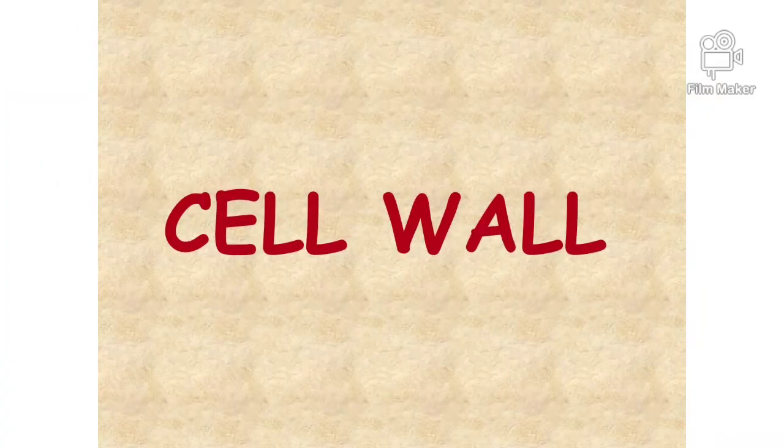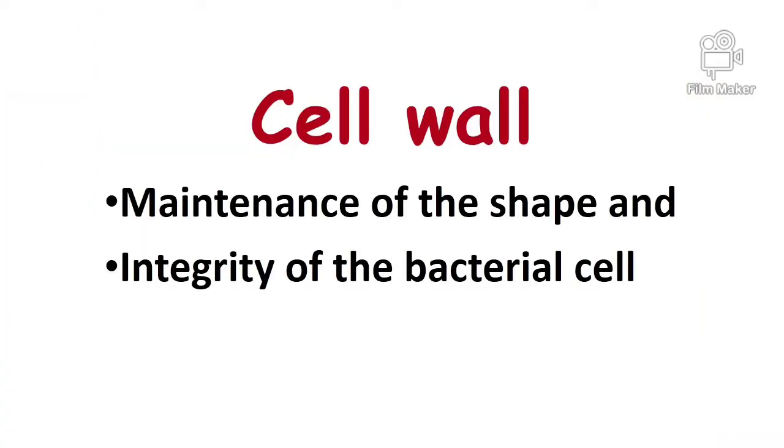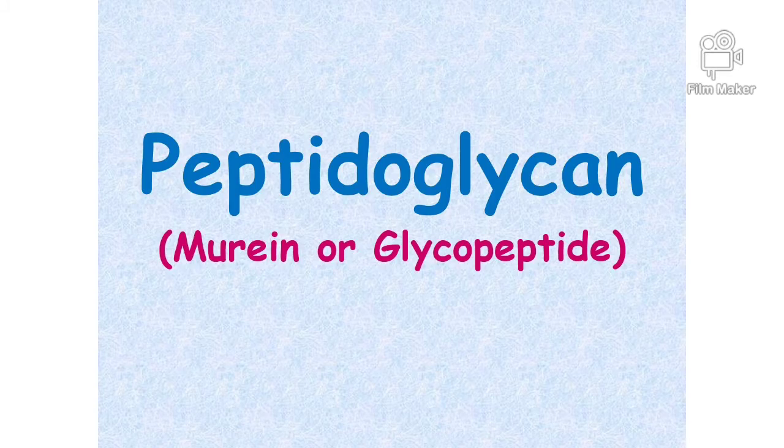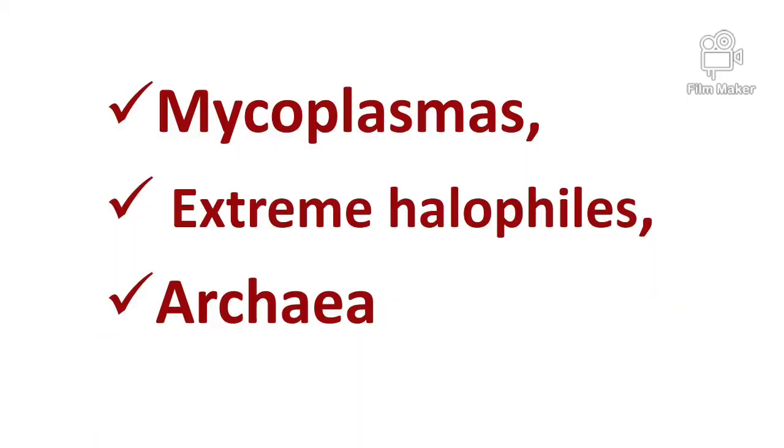Cell wall. The bacterial cell wall is an extremely important structure, being essential for the maintenance of the shape and integrity of the bacterial cell. The primary function of the cell wall is to withstand the osmotic pressures. Most bacterial cell walls have in common a unique structural component called peptidoglycan, also called murein or glycopeptide. Exceptions include the mycoplasmas, extreme halophiles, and the archaea.